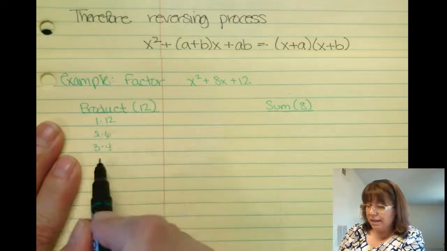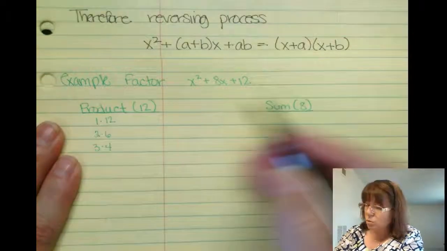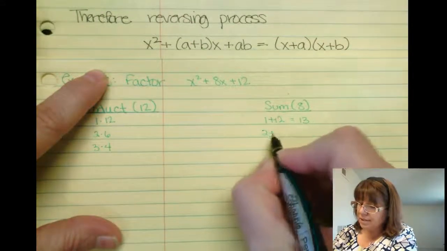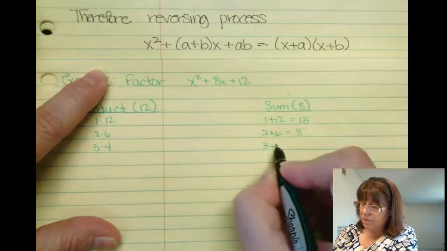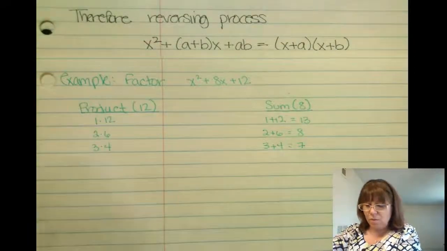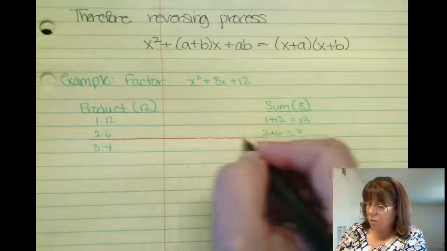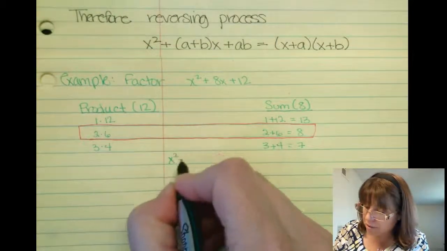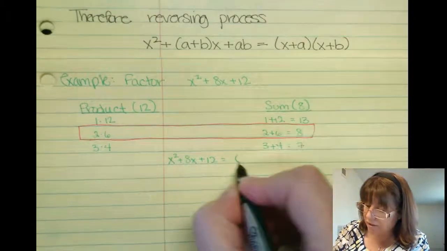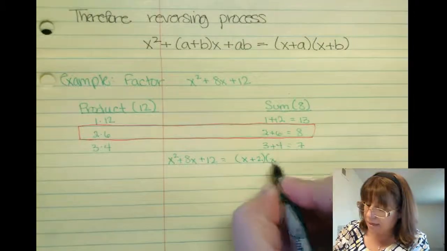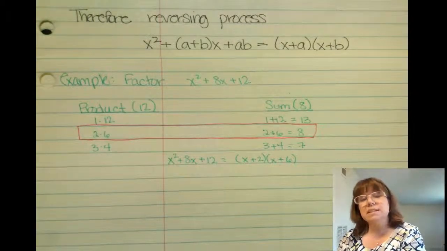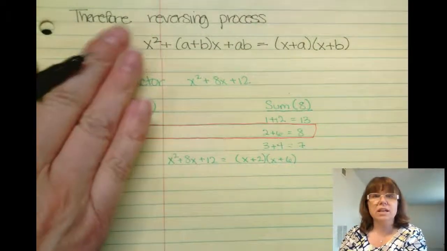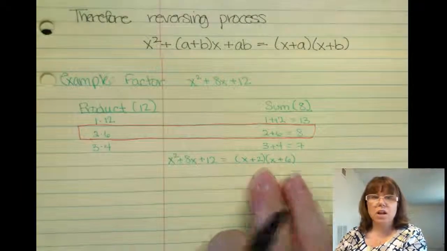So now we have the products all laid out. Now let's take the sum. So what's 1 plus 12? So 1 plus 12 will get me 13. 2 plus 6 is 8, and 3 plus 4 is 7. Therefore, I know my combination that works for this problem is going to be, so x squared plus 8x plus 12 will factor to x plus 2, x plus 6, or x plus 6 times x plus 2, because again, we can multiply in any order and it will still hold true. So that's how we're going to use this nice reversing process to factor a trinomial.